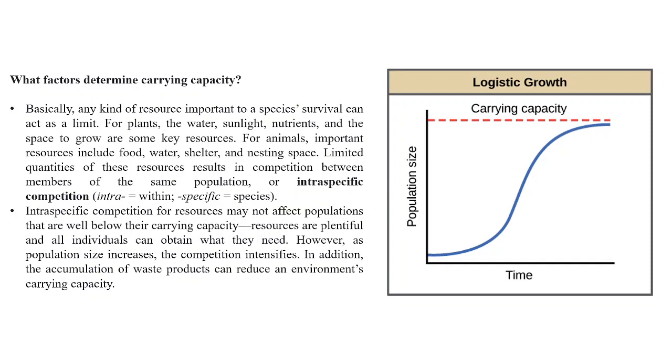Intraspecific is competition within your same species. It will lead to competition, and interspecific competition for resources may not affect populations that are well below their carrying capacity. So when the population is very tiny, this kind of competition won't matter, because there is a huge availability of resources and your population is very tiny. There is enough for everyone. But when the population size increases, that's when the competition will intensify.